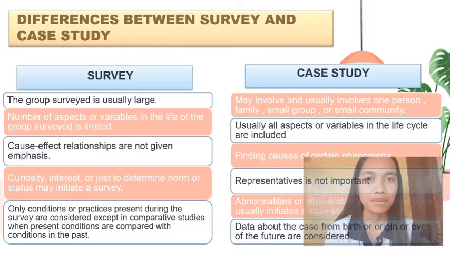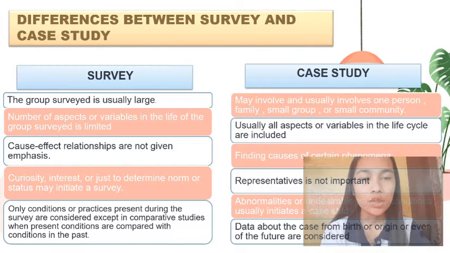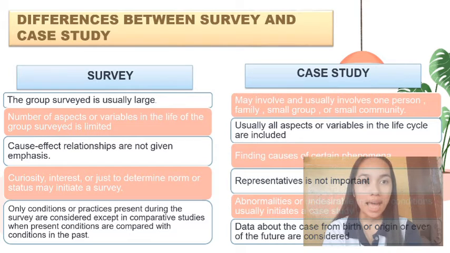these things happen. The number of aspects or variables in the life of the group surveyed is limited. Unlike case study, usually all aspects or variables in life are included. Cause and effect relationships are not given emphasis in the survey. Unlike case study, which is finding causes of certain phenomena.